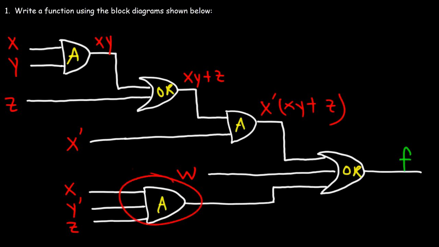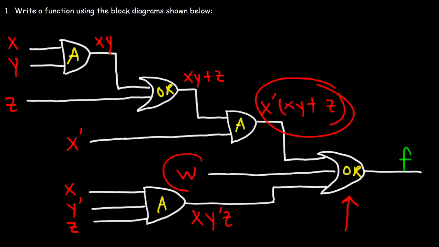Now, let's talk about the AND gate at the bottom. This is a 3-input AND gate. And the output of that AND gate is simply going to be the product of the 3 inputs. And so that's going to be x times y prime times z. Now the last thing we need to deal with is the OR gate. And this is a 3-input OR gate, and all we need to do is add the 3 inputs together.